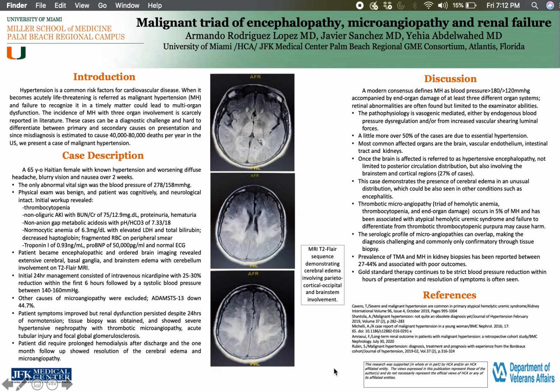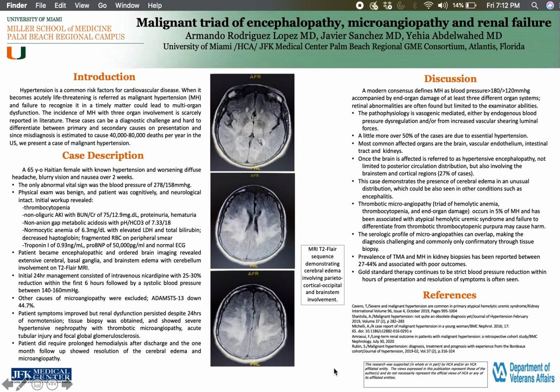A tissue biopsy was obtained and showed severe hypertensive nephropathy with thrombotic microangiopathy, acute tubular injury, and focal global glomerulosclerosis. Patient did require prolonged hemodialysis even after being discharged, and the 1-month follow-up showed resolution of the cerebral edema and the microangiopathy. The main focus of this case is to highlight the organs affected during malignant hypertension, define the new modern consensus of malignant hypertension, and to create awareness of the morbidity associated once the kidneys are involved.